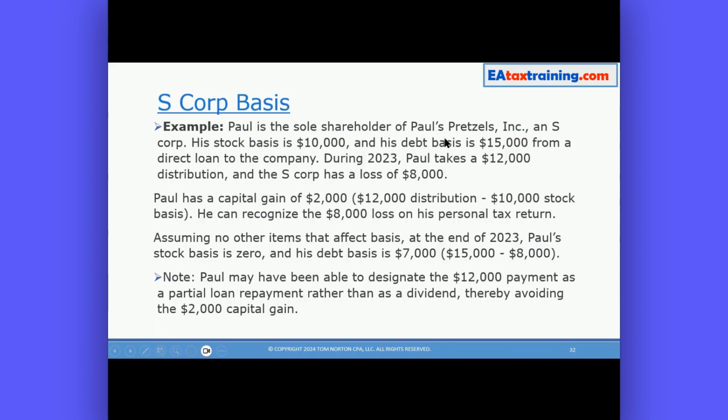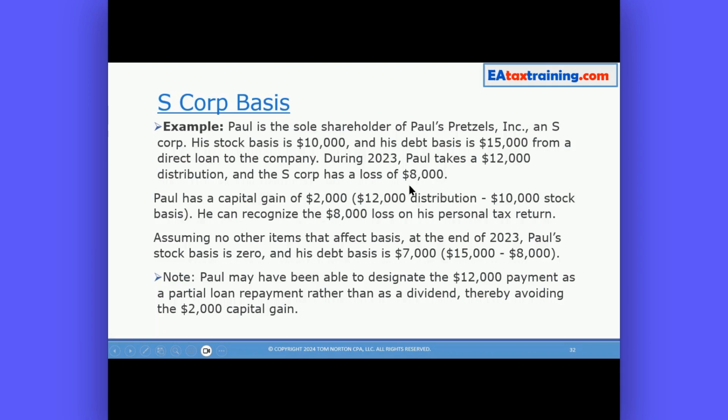Paul is the sole shareholder of Paul's Pretzels, Inc., an S Corp. His stock basis is $10,000 and his debt basis is $15,000, and that's from a direct loan to the company. During 2023, Paul takes a $12,000 distribution and the S Corp has a loss of $8,000. So in this case, Paul has a capital gain of $2,000 because he took a $12,000 distribution and he only had $10,000 of stock basis. So the excess distribution, that $2,000, is a capital gain.